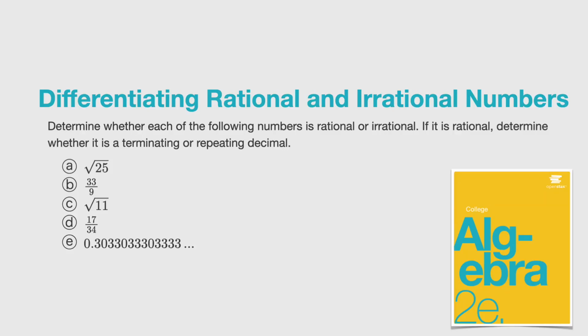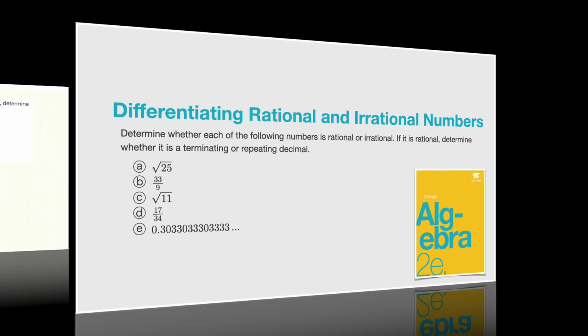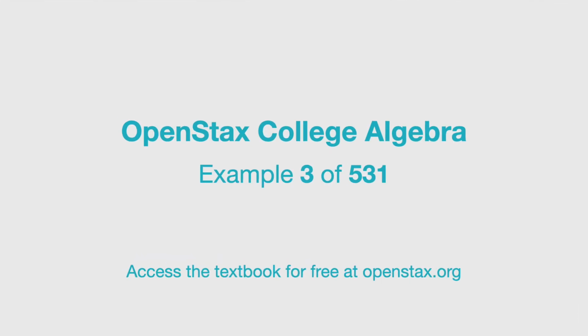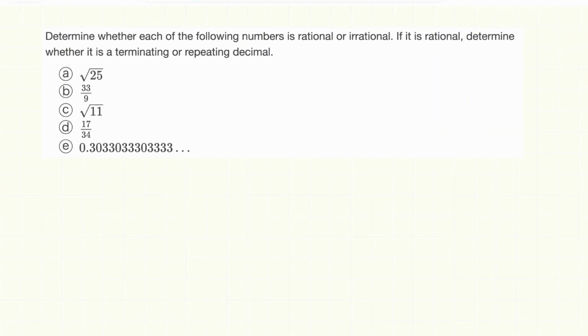Differentiating rational and irrational numbers. This example comes from the OpenStax College Algebra textbook. Our instructions here are to determine whether each of the following numbers is rational or irrational, and if it is rational, to determine if it is a terminating or repeating decimal.